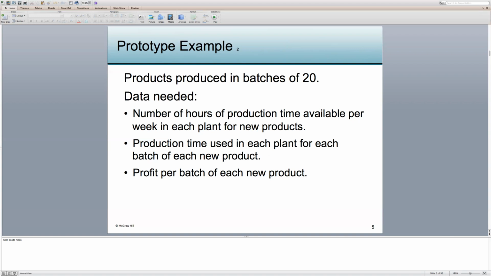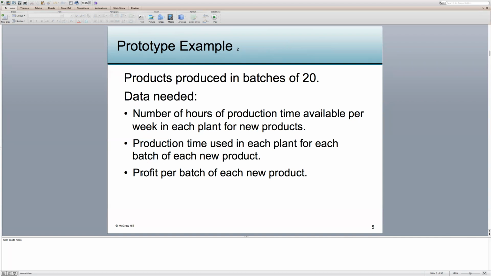So how much time is available in the plant? The second piece of data you need is for each batch of this new product, how much time does it take? Suppose you have 4 hours available in plant 1, and to make 1 batch of the product takes 2 hours. So then the most you can make is 2 batches, right? So this is the production time used in each plant for each batch of the new product.